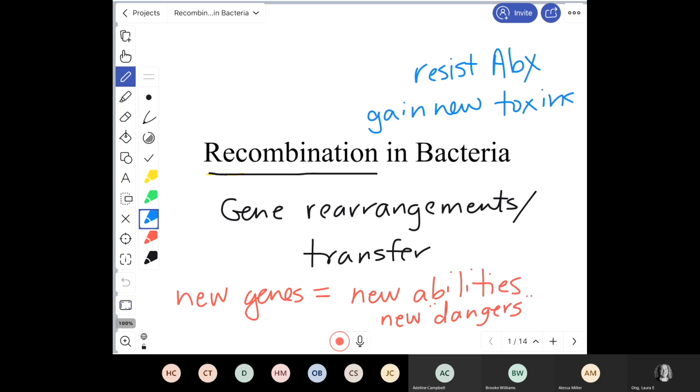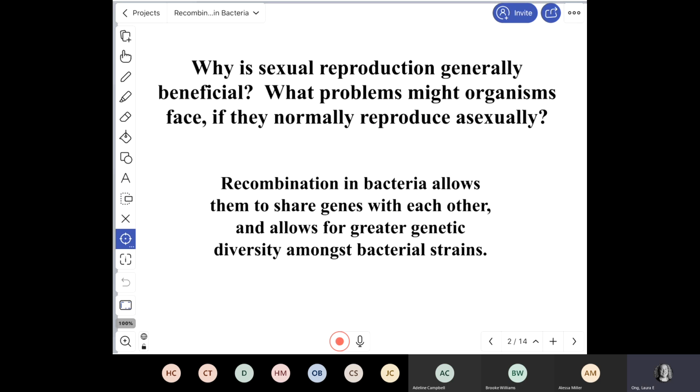So understanding how bacteria gain these new genes or undergo this recombination process is to protect human health, so that we can understand how these new abilities or these new dangers come up in bacteria. And there are three major ways that they do this.